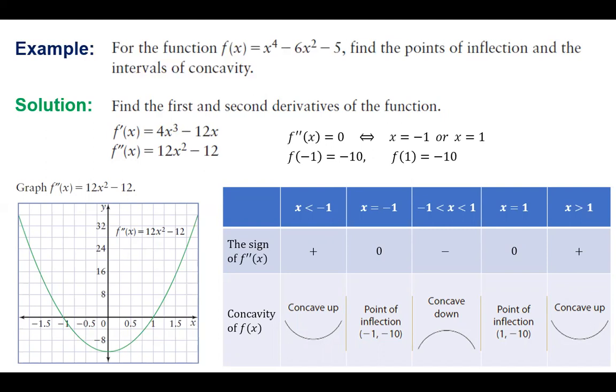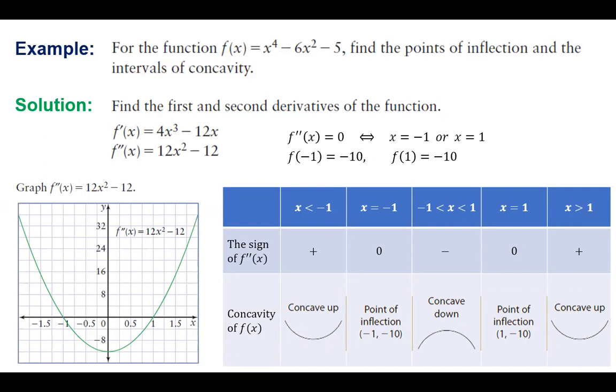Then in order to find the point of inflection, we first let the second derivative be 0. Note that the second derivative is 12x squared minus 12, right? So this is actually a quadratic function. We can analyze this graph to find any point that makes this function be 0.